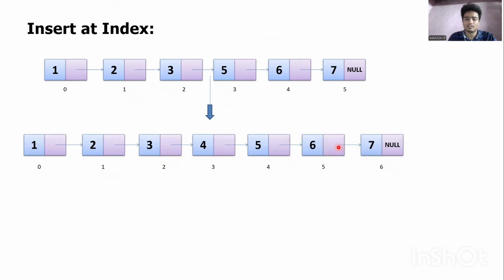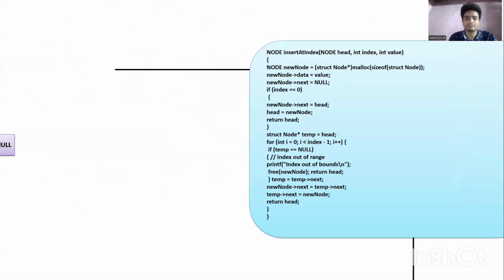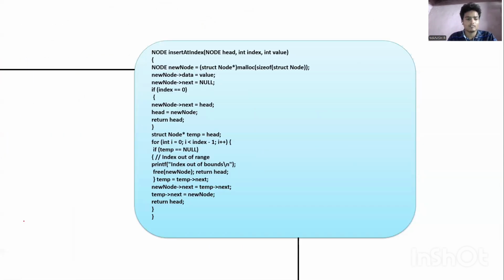So let's go to the code and understand this line by line. So coming to the code, insert at index is a function name, and it takes the parameters head, which is of type node, the int index, that is the index, which is of type integer, and the value, which is of type int. So the value to be inserted. So for insertion, we have to prepare a new node. I am allocating the memory for that with the help of a dynamic allocation function, that is malloc.